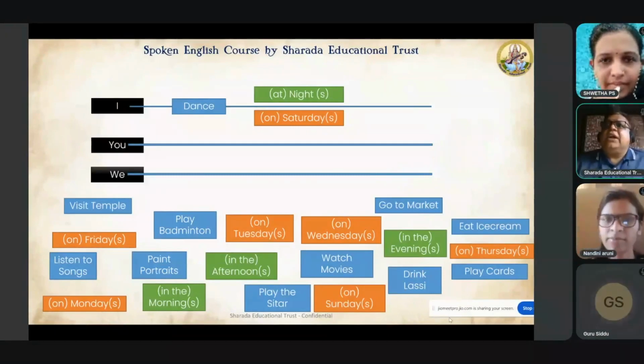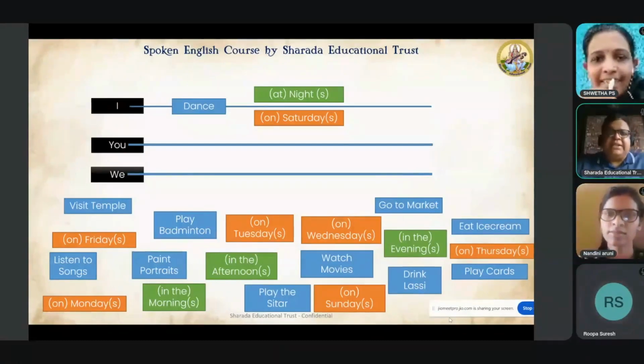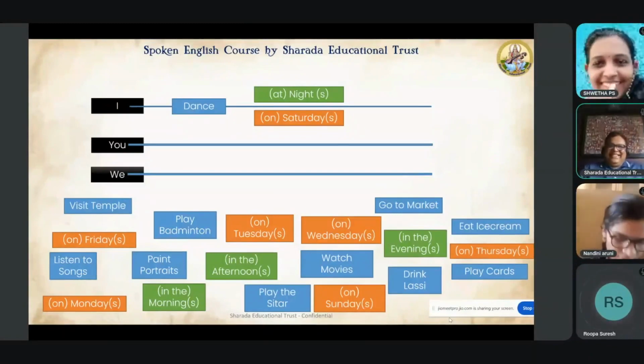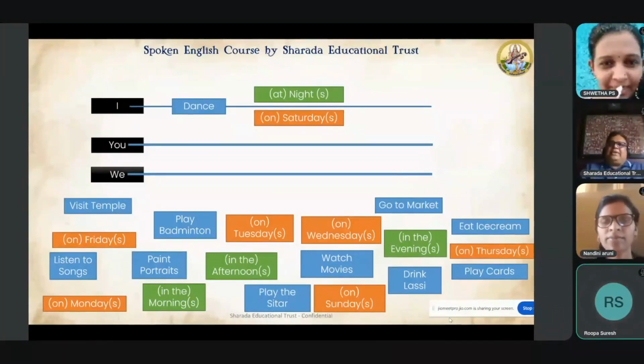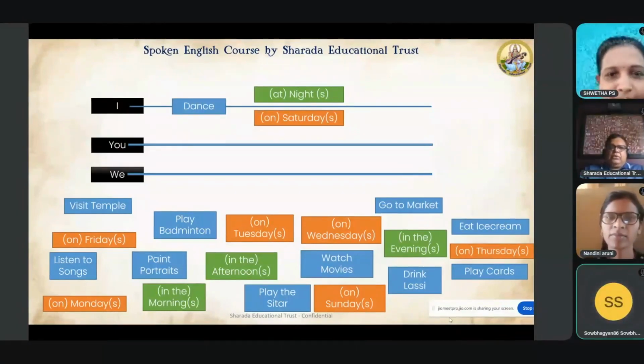Excellent. All of you can make multiple sentences. I'm not stopping anyone. Please make as many as you can. I eat ice cream. We drink lassi on Tuesday. Oh, very good. So you all can say it multiple times. I listen to songs. Shweta. I go to the market on Sunday. I listen to songs at night on Sunday.